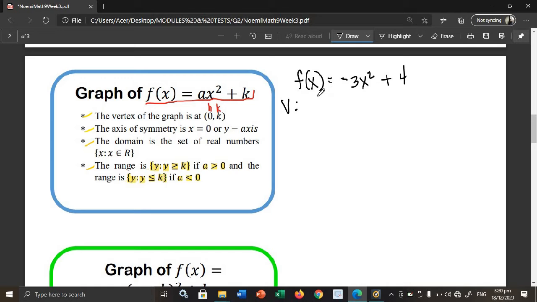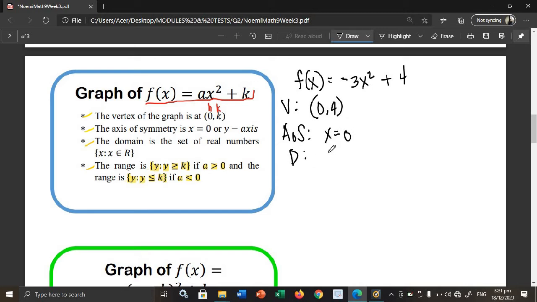So, the vertex is 0 and then the value of your k. In this example, the value of your k is positive 4. So, therefore, that is 0 and then 4. And then next is the axis of symmetry, which is the value of your h here in your vertex. So, that is x is equal to 0.